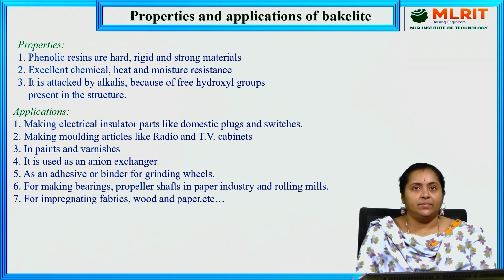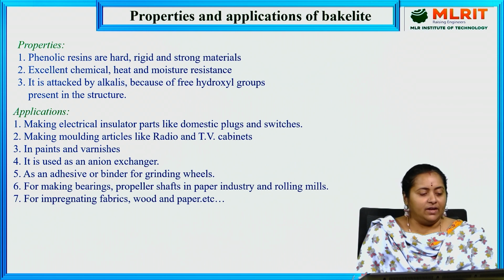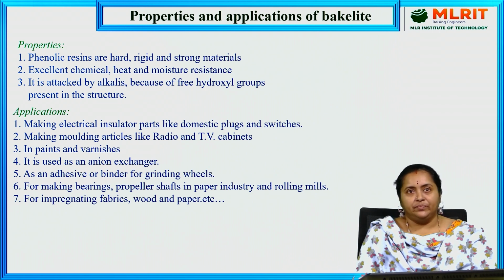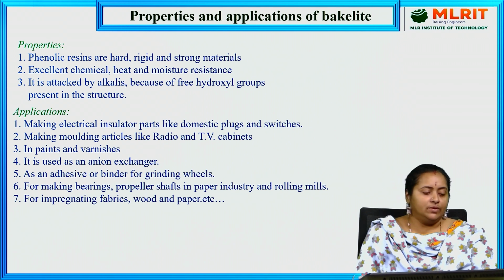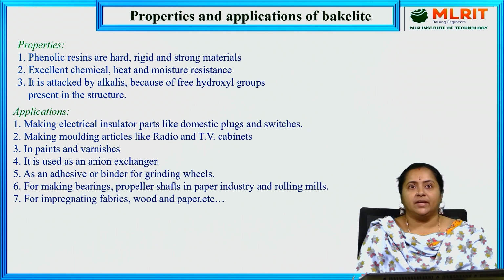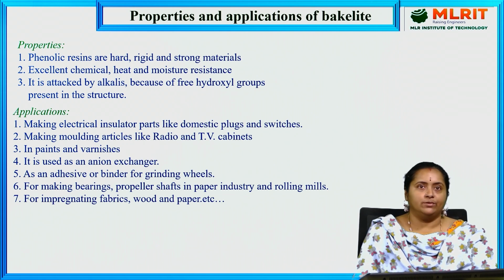Molding can also be done using bakelite, and it is used as one of the ingredients in paints and varnishes. Generally, paint is considered to be a mixture of different ingredients like vehicle, drying oil, and pigment. Likewise, resin also plays a major role. So bakelite is a very good example of an ingredient that can be added in paints. The same applies for varnishes also.